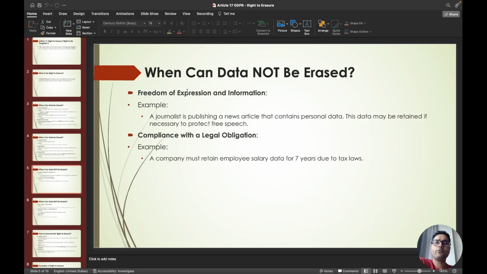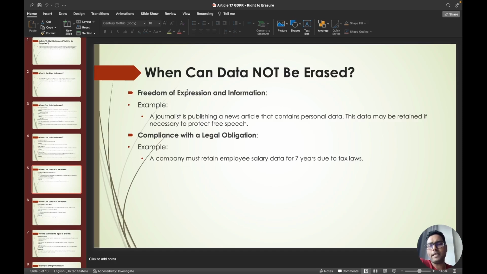When data cannot be erased: we understand there are 5 or 6 conditions where the data subject can enforce their right to delete the data. Now we are going to understand when the data cannot be erased. A journalist publishing a news article that contains personal data: the data may be retained if necessary to protect freedom of speech. That means, in order to protect anyone's freedom of expression and information, a journalist or a writer writes an article, writes a newspaper piece. In such a situation, in order to protect anyone's freedom of expression and speech, the data may be retained. Just imagine this happening when a journalist publishes an article in the newspaper specifically related to a political party or political person, in order to express their freedom of expression.